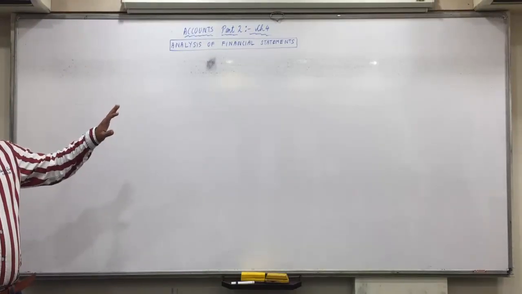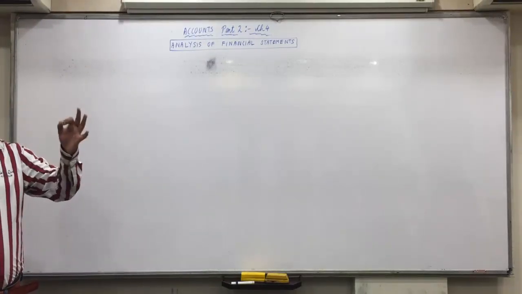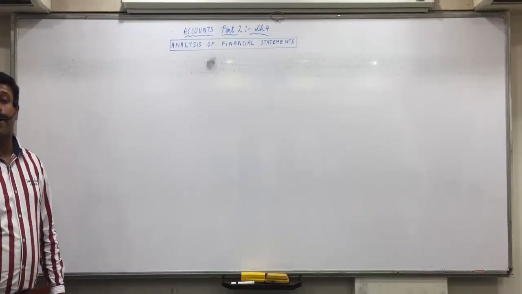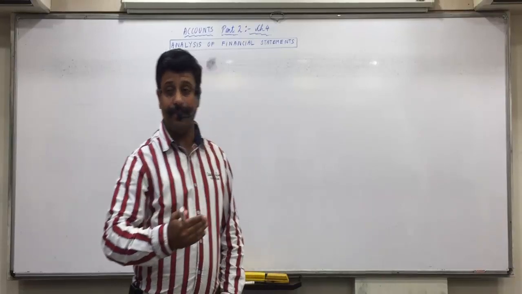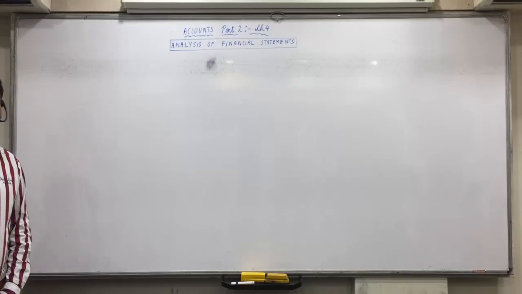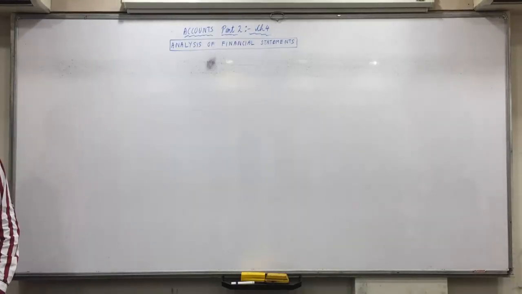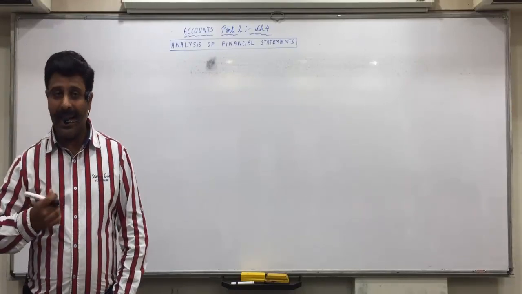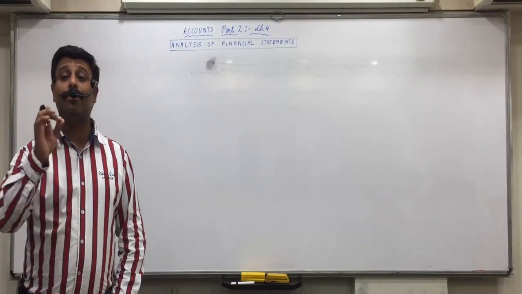What do you mean by the word analysis? Give me one single word for analysis, a synonym of analysis. Detailed study. Okay, anything else? Conclusion will come after analysis. First you analyze, then you conclude. Research. Observations. The most ideal word for analysis is interpretation.